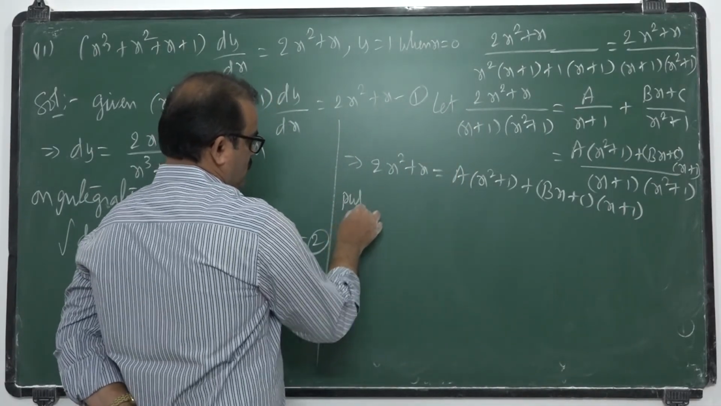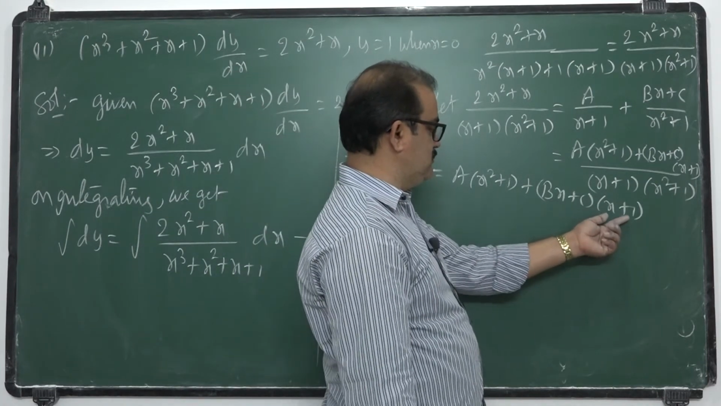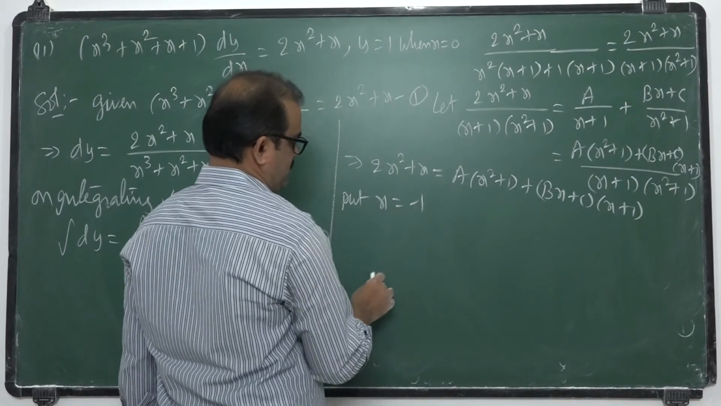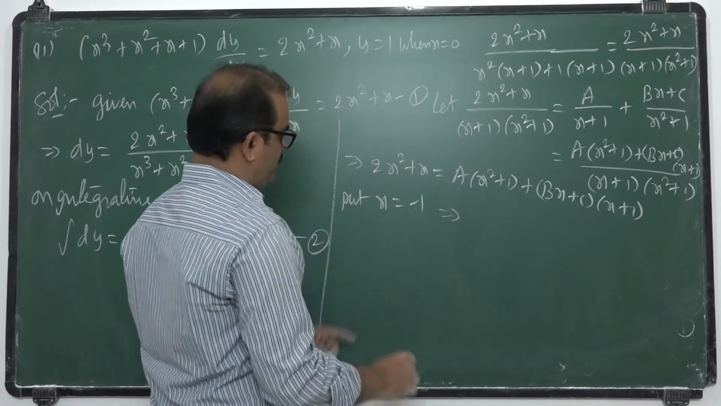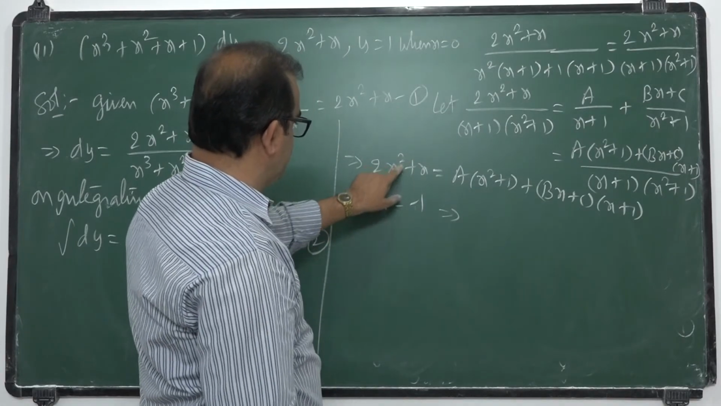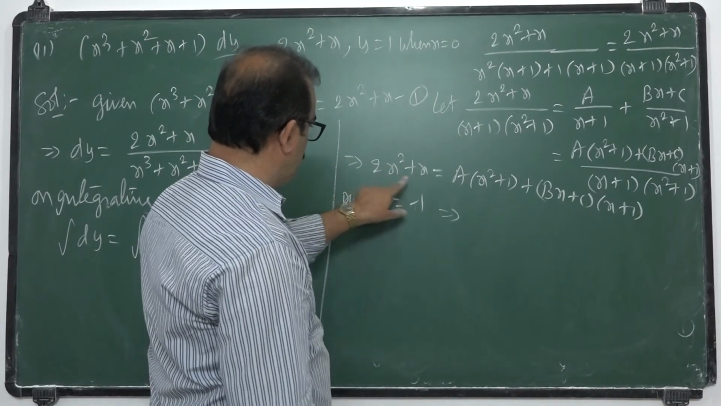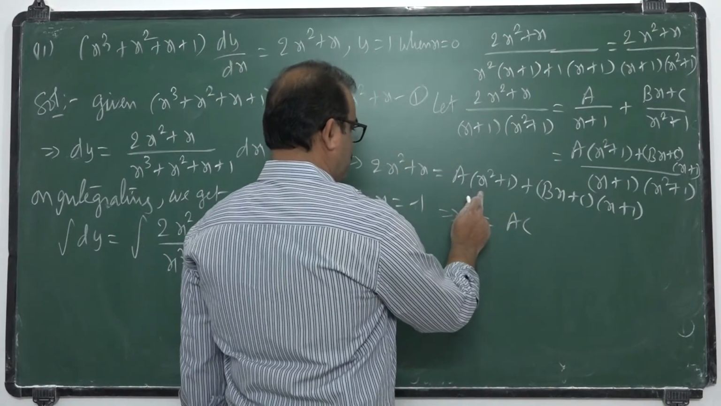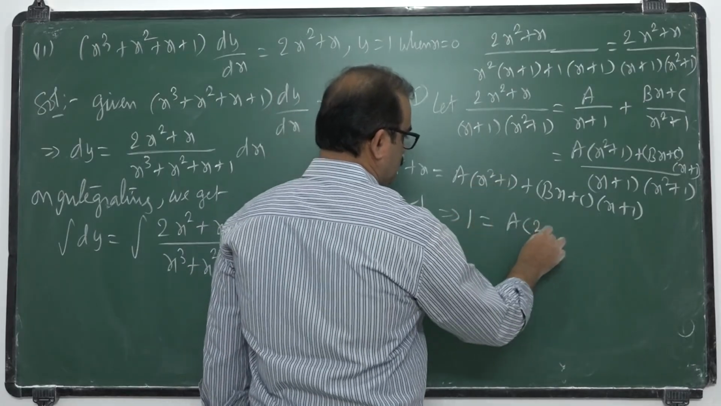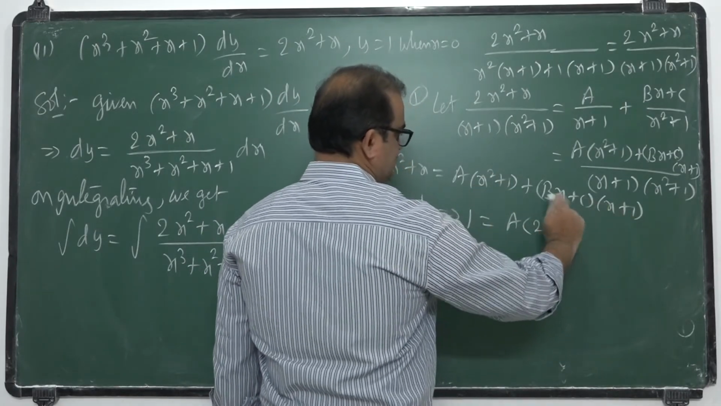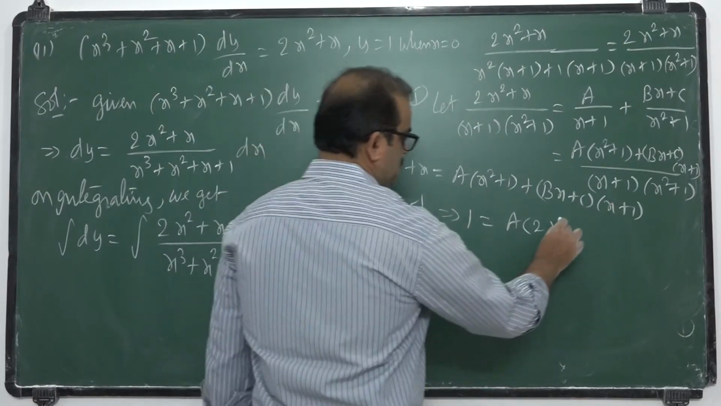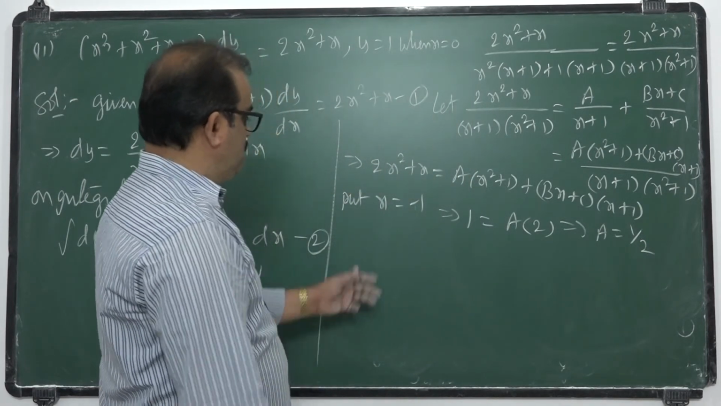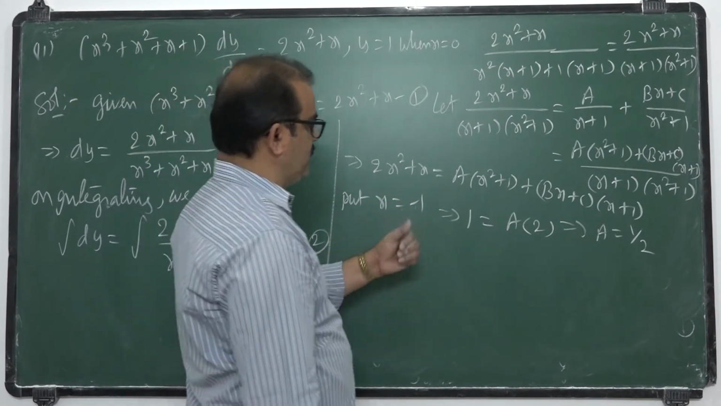Now when this term is 0, put x is equal to minus 1. Okay, what we get? Minus 1 whole square plus 1 is 2, minus 1 is equal to A into (minus 1 whole square plus 1) is 2; minus 1 plus 1 is 0, so the second term is 0. 2A is equal to 1. So A is equal to 1 by 2. We can't give any other value to x.